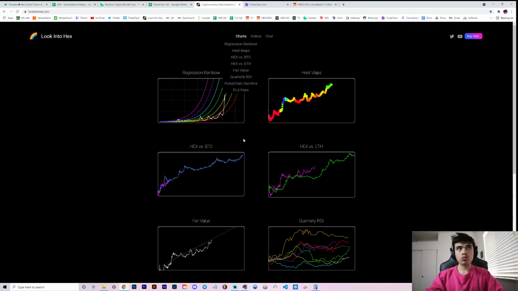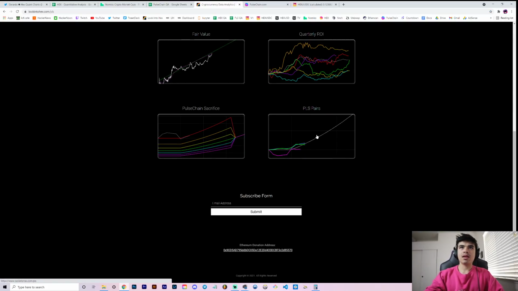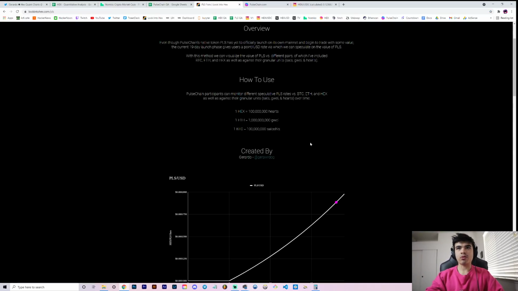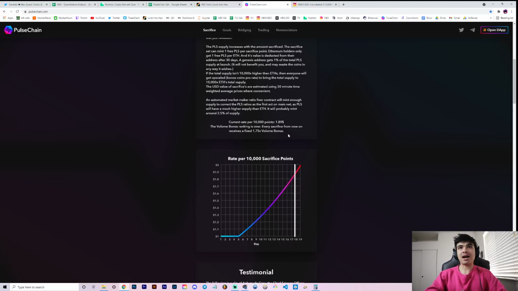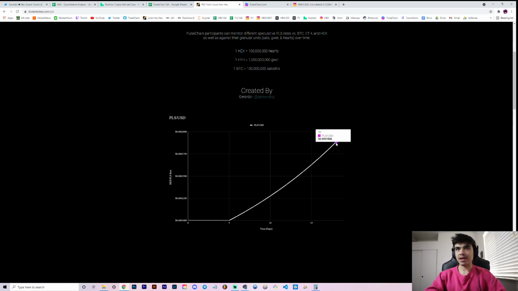So if you go to LookIntoHex.com and go to the Pulse tab, so /PLS, then we have here our bonding curve in a way that more explicitly shows you what the price, or the rate, or the value of one PLS token is. And at this point in time, it looks like we have 0.00018. And that makes sense, right? Because all you really have to do is divide this $1.89 by 10,000.